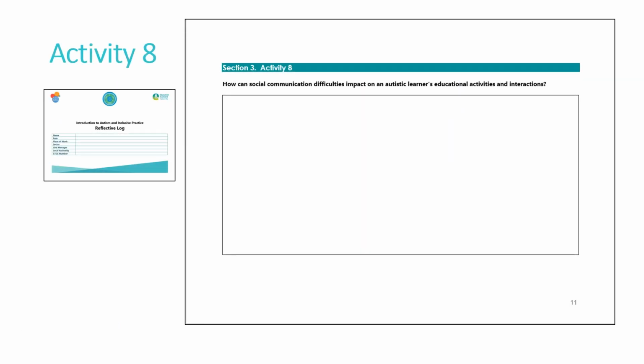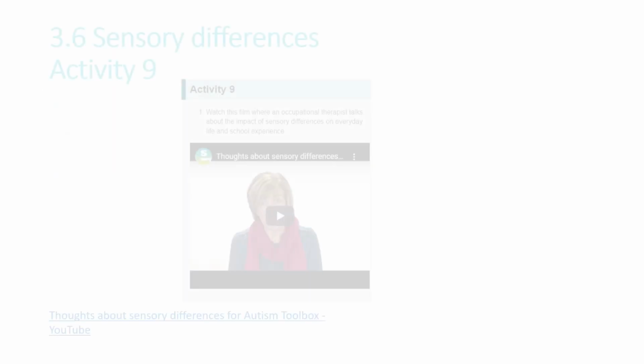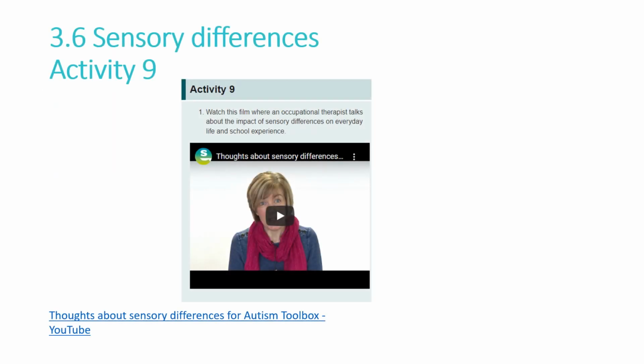Activity 8 is linked to the reflective log, page 11. It should be used as a group discussion prompt and participants encouraged to complete the log as a gap task. Activity 9 is linked to the topic of sensory differences and can be used as a prompt for group discussion and reflection.